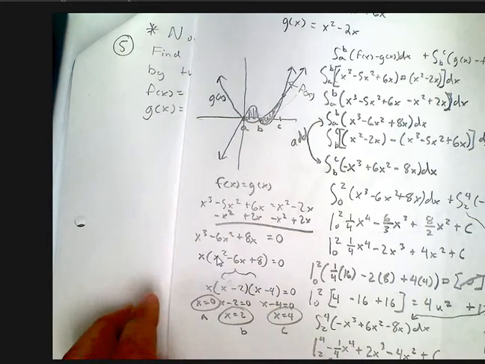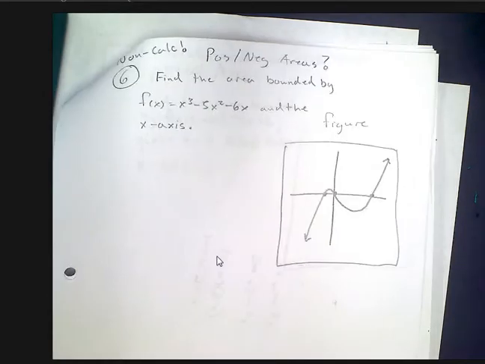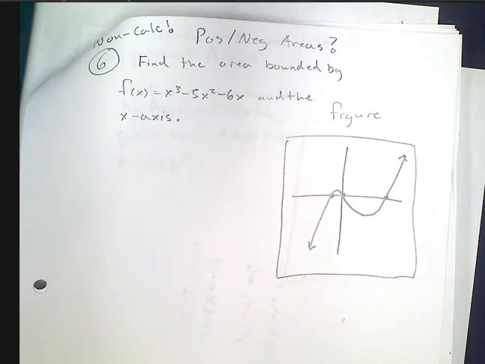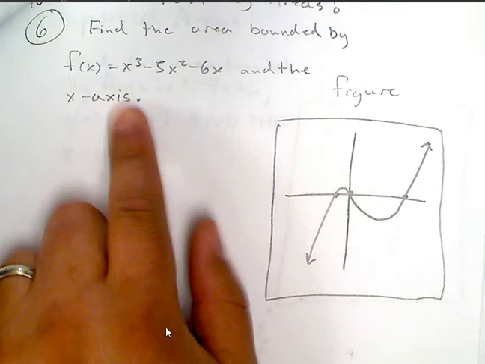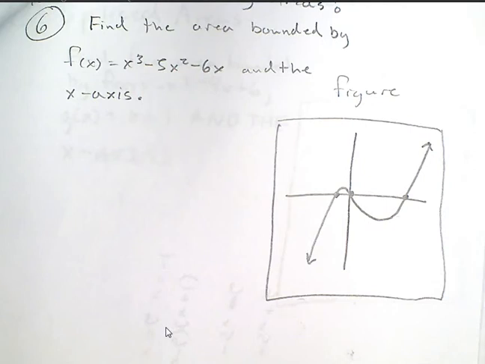Alright, so let's move on to an example for number 6. Non-calculator, positive, negative area. So, basically this is a short and sweet one. I'm going to explain it. It shouldn't take long. Basically we've got the rule. Excuse me, I need more paper.